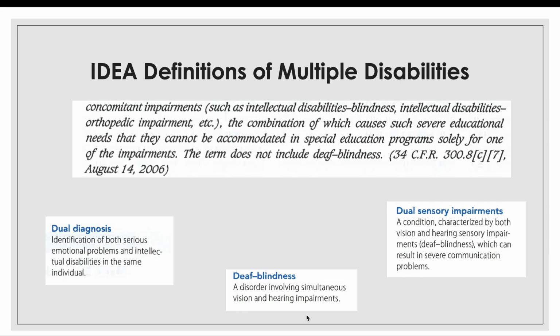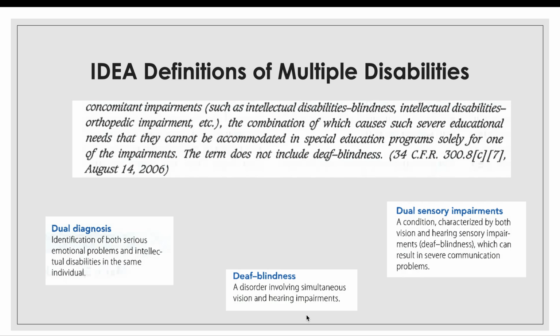The IDEA definitions of multiple disabilities are going to be discussed, but before I do that, let me point this out: concomitant impairments. A concomitant impairment means that a person has dual impairments, dual disabilities, more than one disability going on at the same time. These disabilities include intellectual and blindness, intellectual and orthopedic, and so on. It could be visual and hearing loss, and so on.